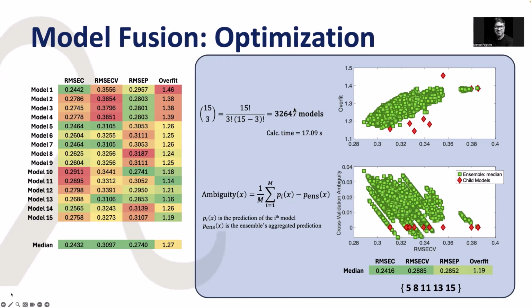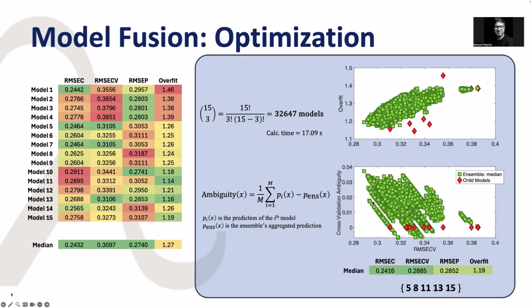But what if we just take all those possible combinations? So it's about 32,000 models, because we are not saving the models per se, but we save the outputs of the models. We can aggregate those results very quickly. Calculating those 32,000 models just takes about 17 seconds on my computer. So this you can calculate very quickly.